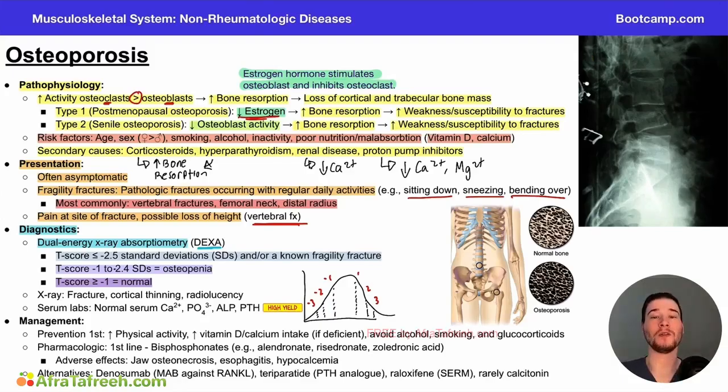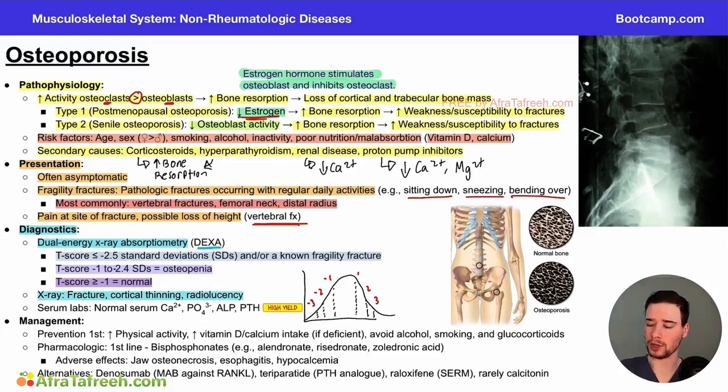So a DEXA scan is really helpful for making a diagnosis of osteoporosis. It's especially helpful as a prophylactic measure, right? We get the scan, we see, does the patient have osteoporosis? Are they at a higher risk? Patients who actually show up with a fracture, we're going to need to get an X-ray of just a standard variety, and that's going to show us potentially the fracture, some cortical thinning, and some radiolucency as well.